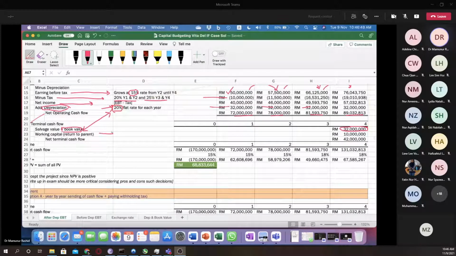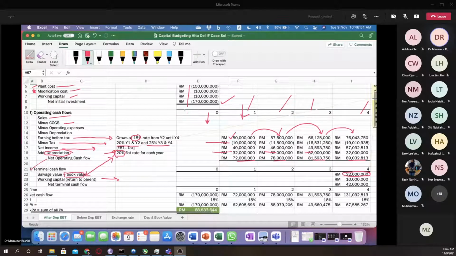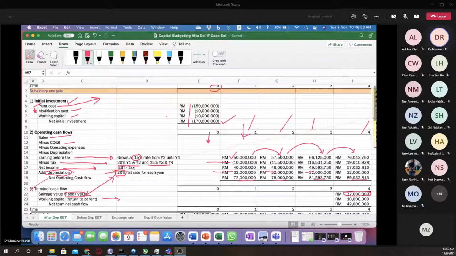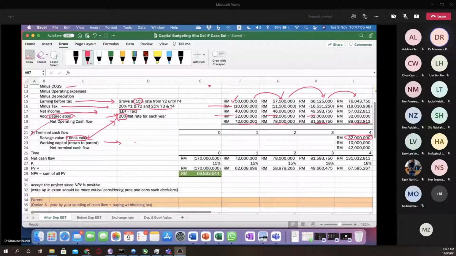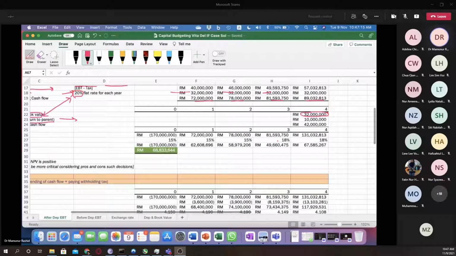Next one is working capital return. Remember, working capital previously was a negative figure. You see, this 10 million is a negative figure, meaning that this is a net cash outflow for the mother company. So now you need to give it back to the mother company, right? You have taken working capital, some financial help to start the business, from the mother company. So you need to now return it to the parent company. When you return it to the parent company, it should be a positive cash flow. Altogether, you have 42 million as the terminal cash flow.